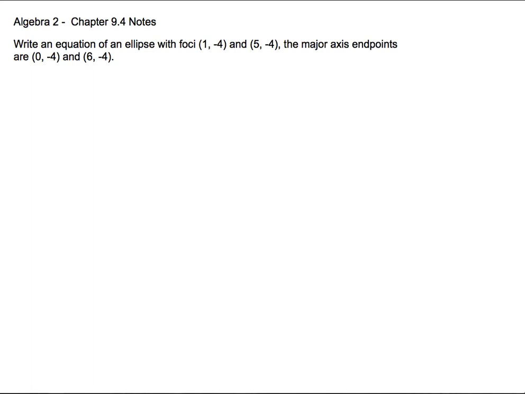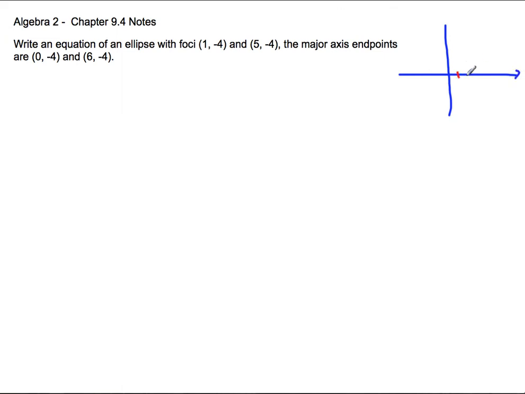Okay, so we want to write an equation of an ellipse with foci of 1, negative 4 and 5, negative 4 with major axis endpoints that are at 0, negative 4 and 6, negative 4. So what I would recommend real quick is just sketching that guy out a little. Just get a rough idea of how it looks.